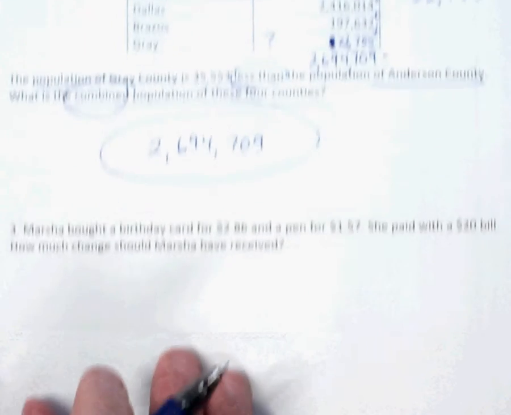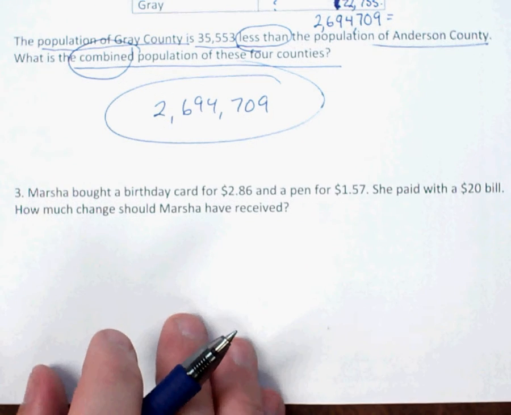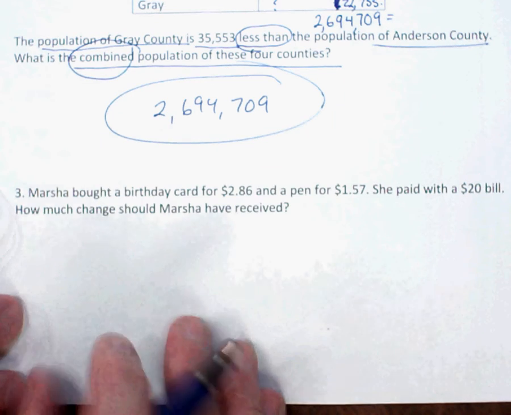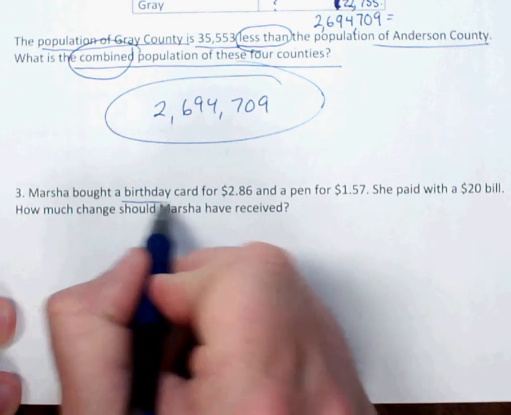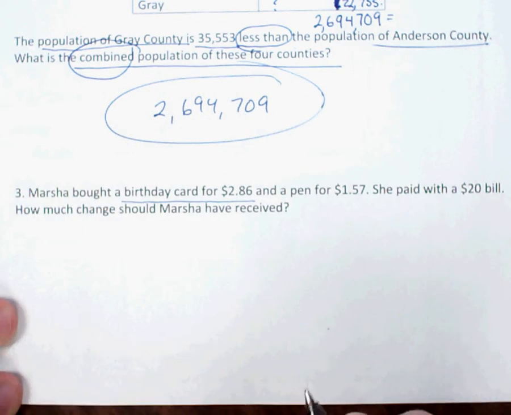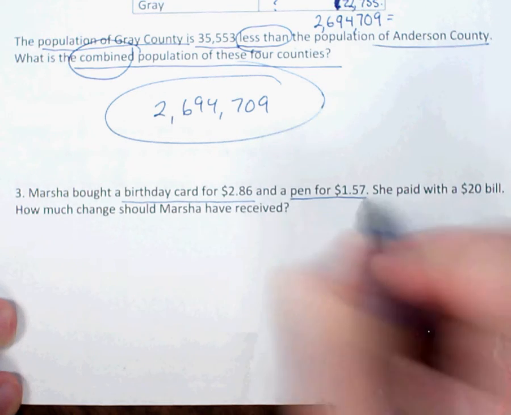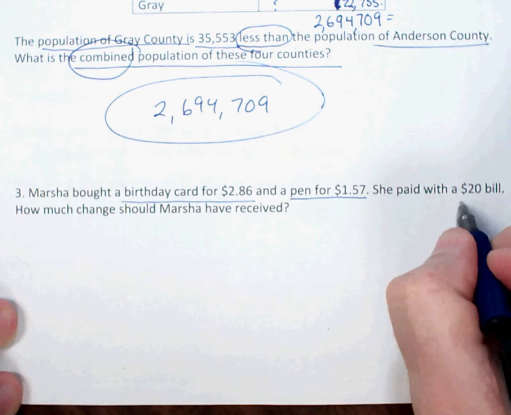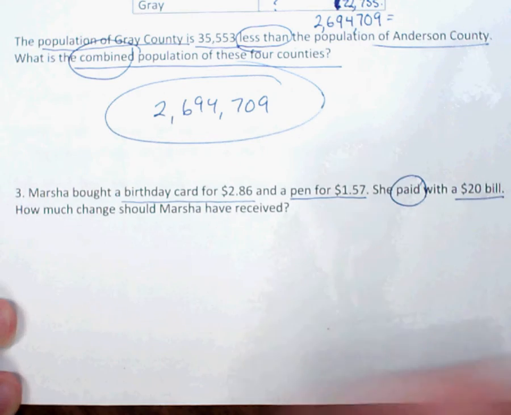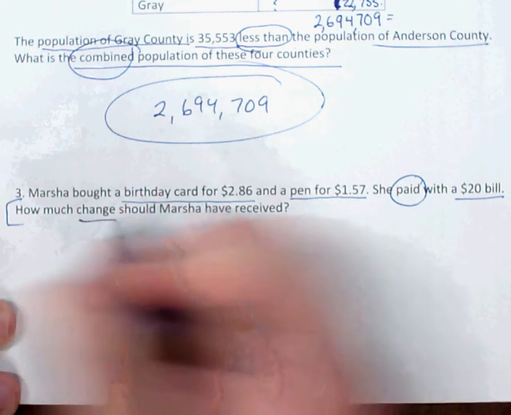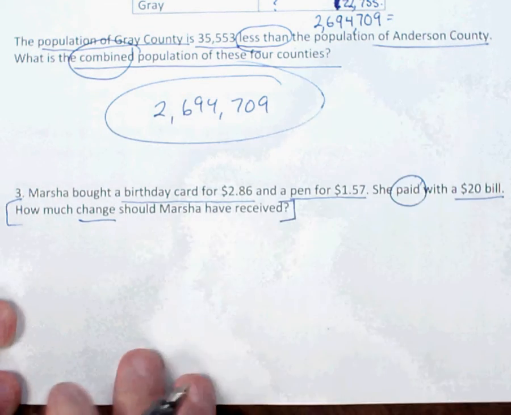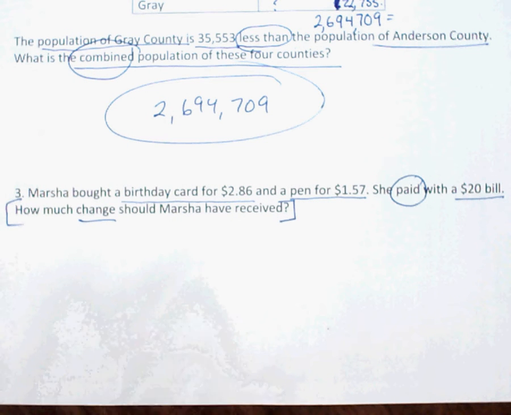All right, number 3. So number 3, we're spending a little money. Marcia bought a birthday card for $2.86 and a pen for $1.57. She paid with a $20 bill. How much change should Marcia have received? So I'm looking for change. I'm looking for how much change she would have left over. The first thing I need to do, though, is I need to figure out how much money she actually spent.